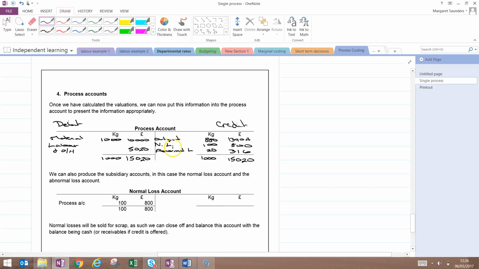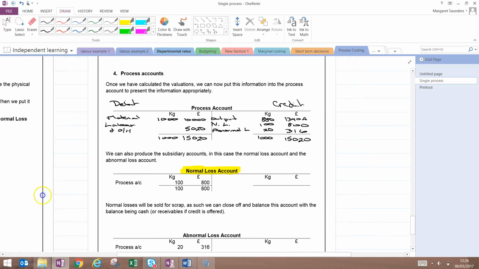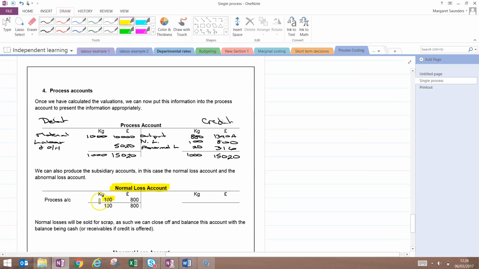We have a normal loss account. So here's our normal loss account. We complete a debit entry in this, because remember we're completing the double entry. So on the process account it's been recorded on the credit side. So on the normal loss we put the same figures on the debit side.